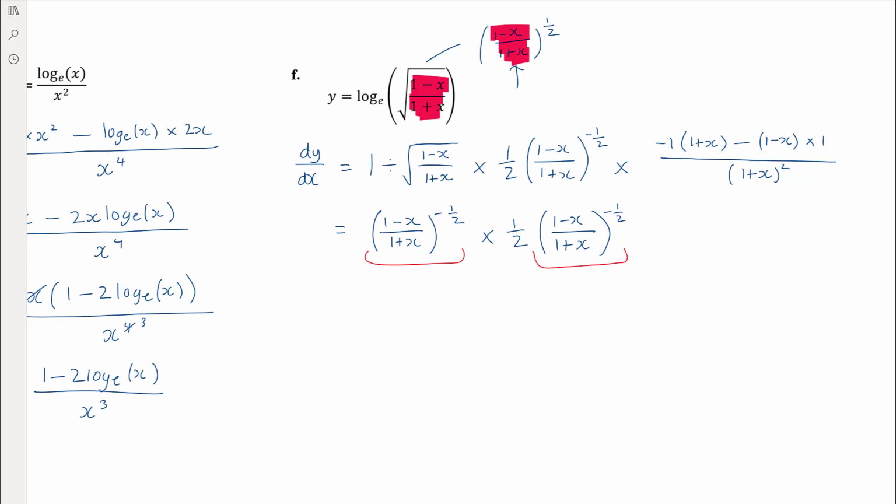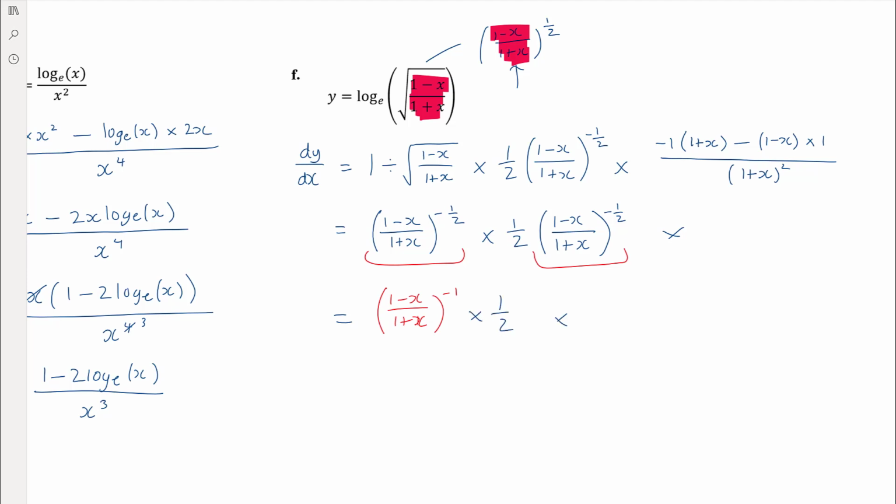I'll come back to focusing on that last little bit in a minute. So if we think about those two things, we know when we're multiplying things with the same base, we add the powers, -1/2 times -1/2. So that's going to give us 1 minus x times 1 plus x to the power of -1. And then we've still got that half.